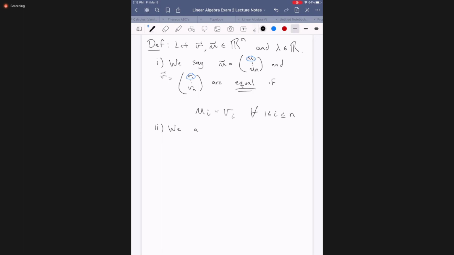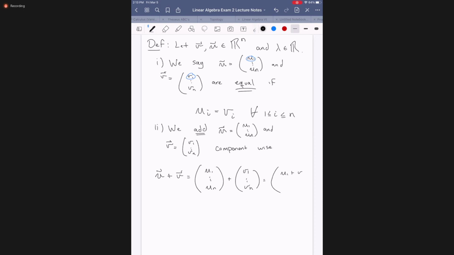So we add U and V component wise. Meaning if I wanted to add two of these lists, U and V, you would take the lists and just add them component wise, literally adding each component like this. Okay, so now we get a meaning of what it means to add.